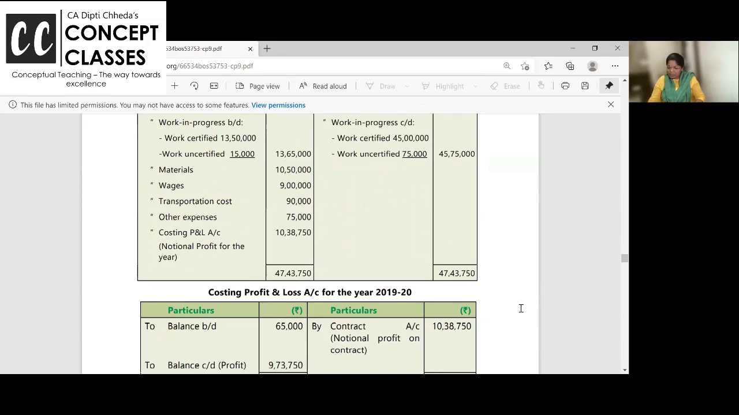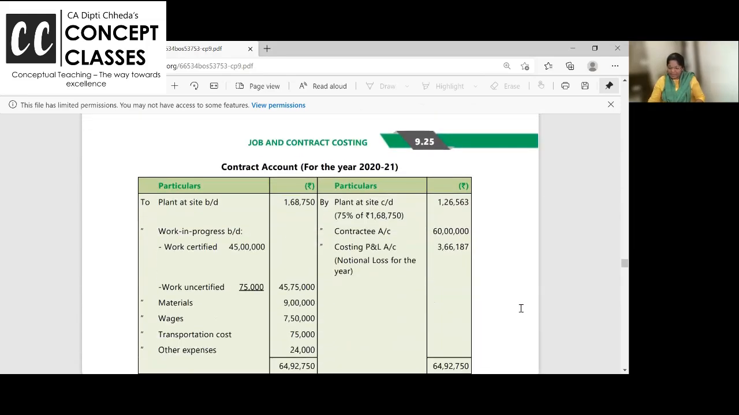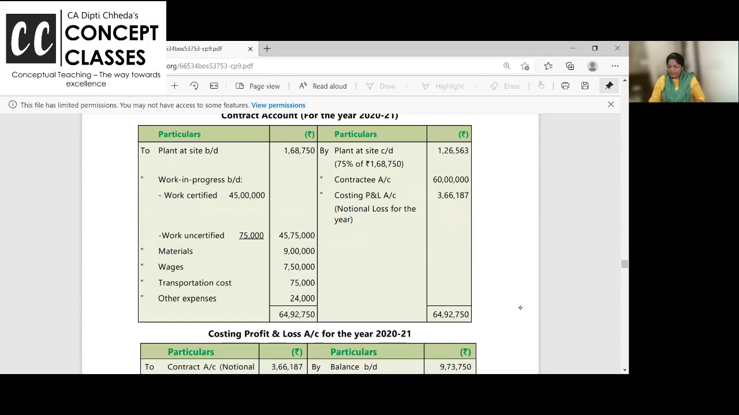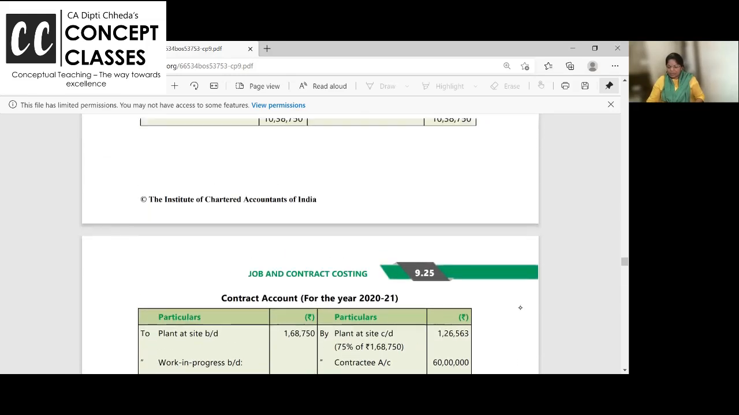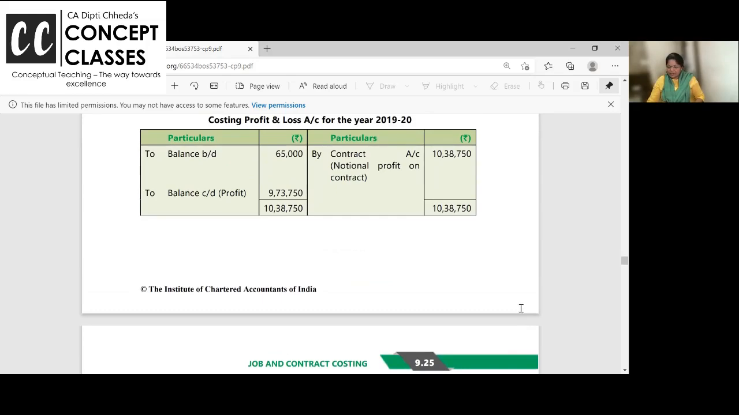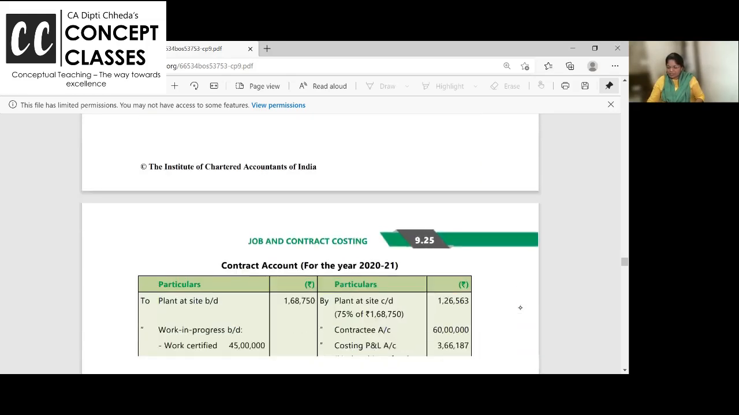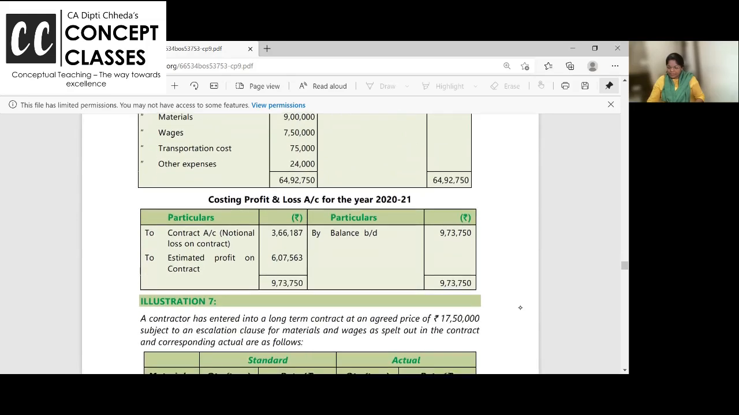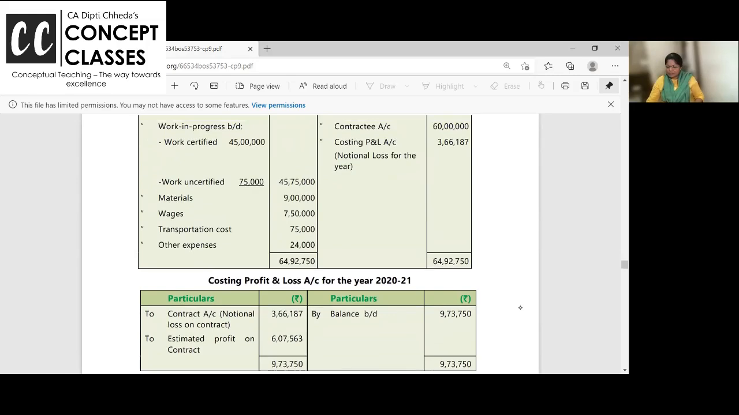Again, this work in progress, 45, 75 will become opening here because now the contract is over in the 3rd year. So still you are getting a loss. In the 2nd year also you are getting the loss. So you accumulated. In the 3rd year also you got the loss.